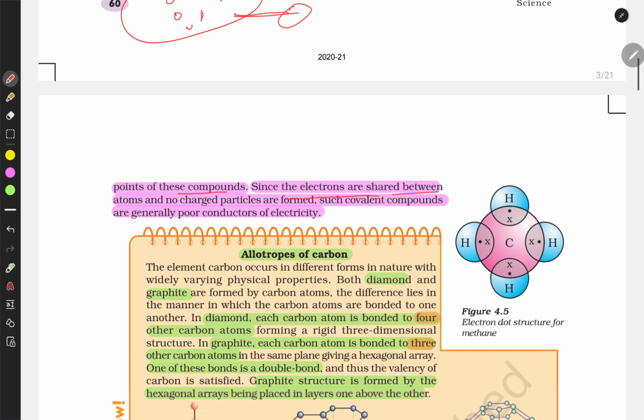Since electrons are shared between the atoms, no exchange of particles is found. Such covalent compounds are generally poor conductors of electricity. Why are they poor conductors? The electrons are shared between the atoms. No charged particles are formed. If no charged particles are formed, then such compounds cannot conduct electricity.